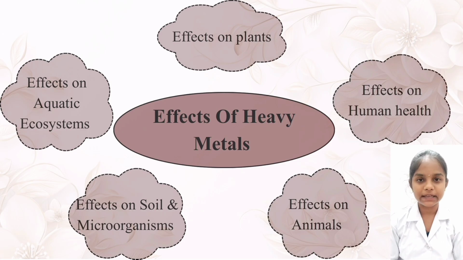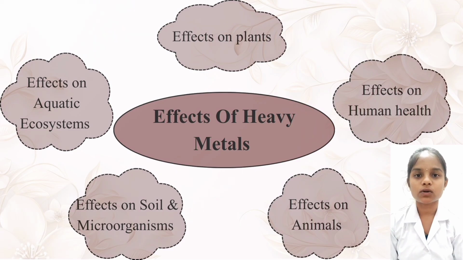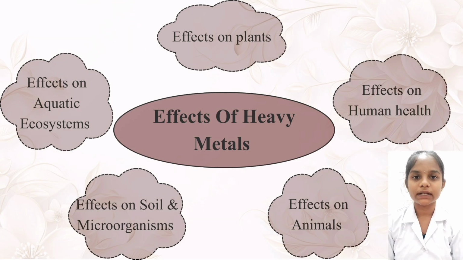First, effects on plants. Heavy metals have harmful effects on plants by interfering with their normal growth and development. They reduce seed germination and inhibit root and shoot growth. Effects on soil and microorganisms. In soil, heavy metals reduce fertility and negatively affect beneficial microorganisms. They alter soil structure and pH and inhibit the activity of nitrogen-fixing bacteria and other microbes that are essential for nutrient cycling.